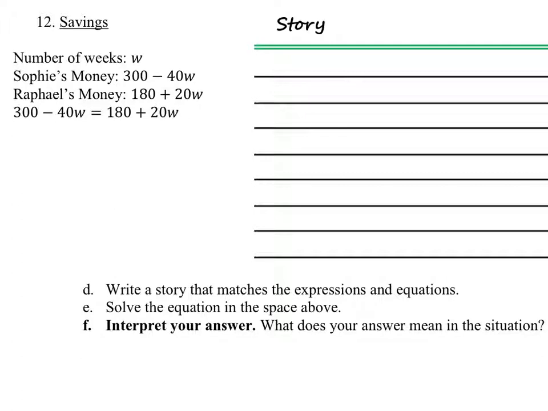So let's go ahead and write in a story. Alright, let's put that in there. So, let's start with Sophie. Let's start with that 300. Sophie has $300. And since she's subtracting, she's spending $40 every week, because it's 40 times the weeks. On the other hand, we have old Raffy.